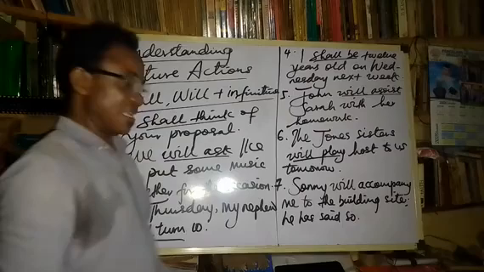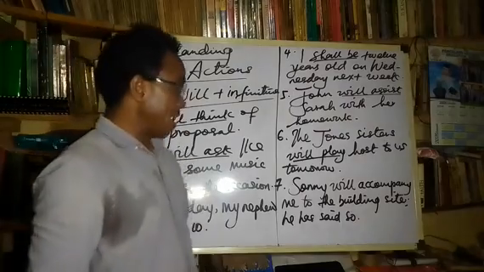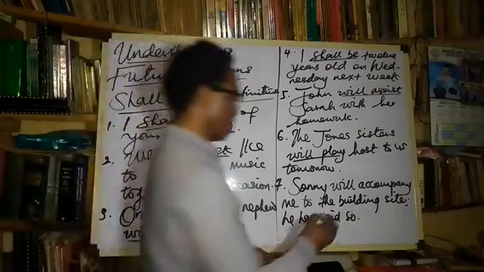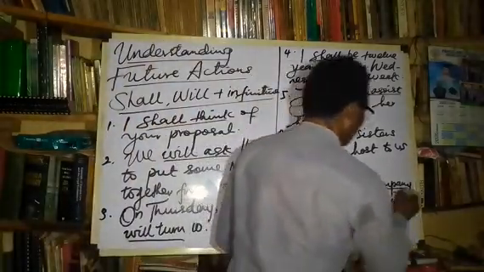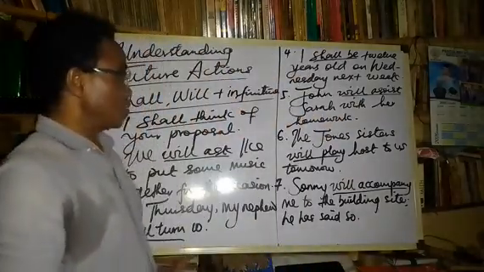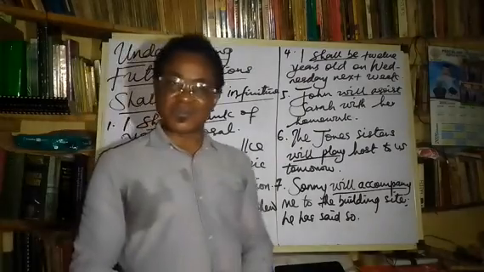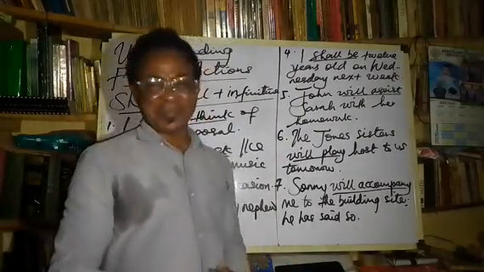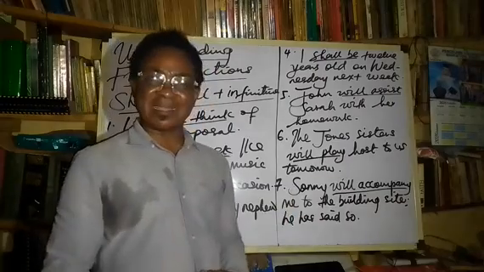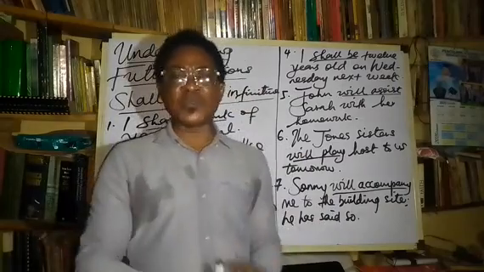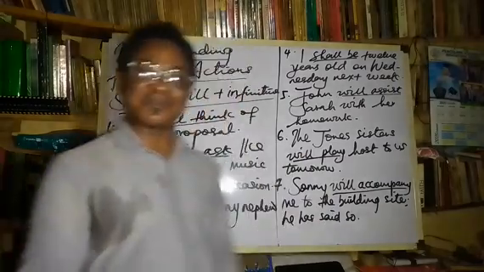Number 7 says, Sonny will accompany me to the building site. He has said so. Will accompany. Sonny will accompany me to the building site. He has said so. That is, Sonny has made a promise. Sonny has expressed an intention or a willingness to accompany me to the building site.